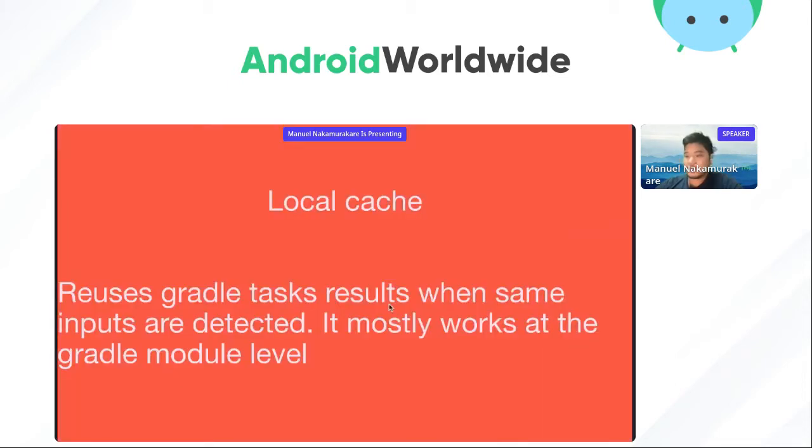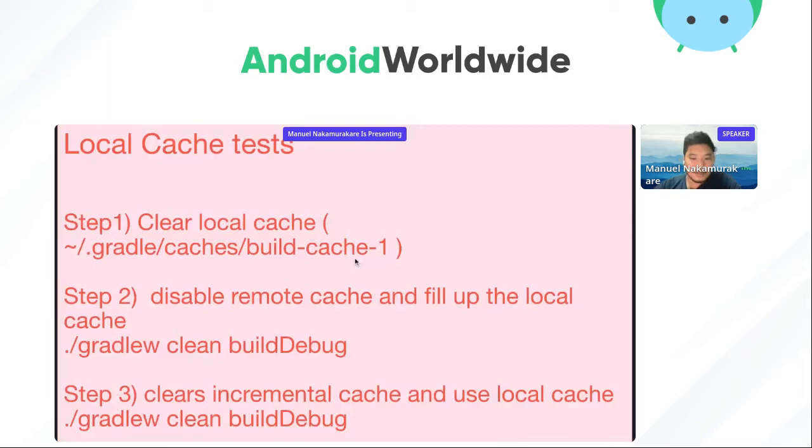Next type of cache is the local cache. So the local cache is basically the one that allows you to reuse Gradle task results when the same inputs are detected. So this type of cache works mostly at the Gradle module level. And this is how you can go about testing it.